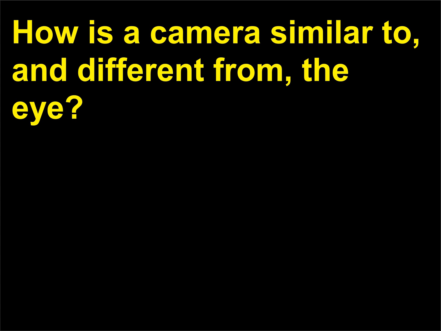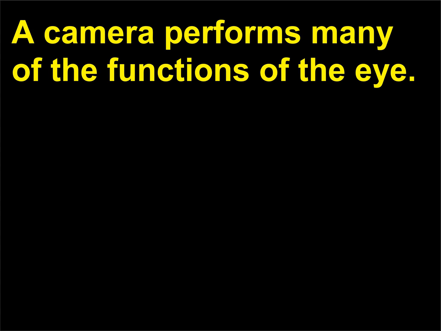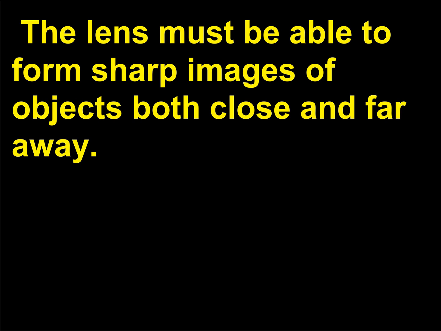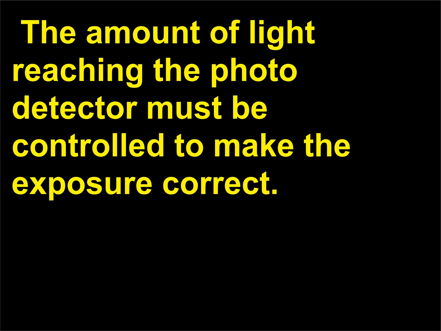How is a camera similar to, and different from, the eye? A camera performs many of the functions of the eye. It has a lens to form an image on a photosensitive surface. The lens must be able to form sharp images of objects both close and far away. The amount of light reaching the photo detector must be controlled to make the exposure correct.